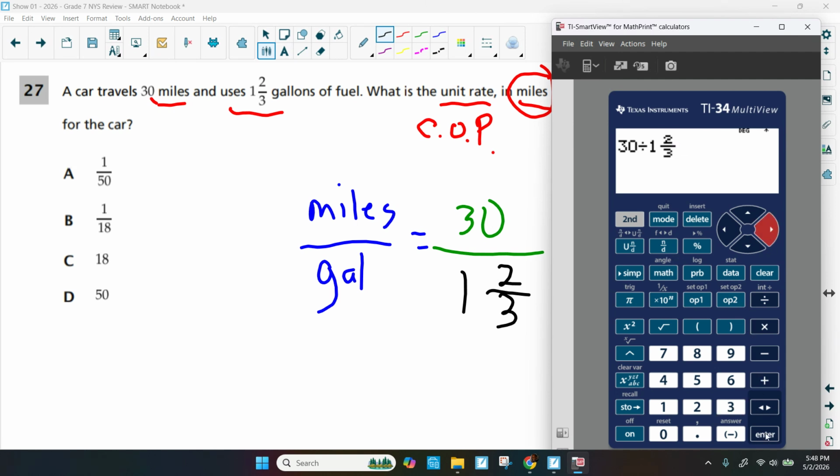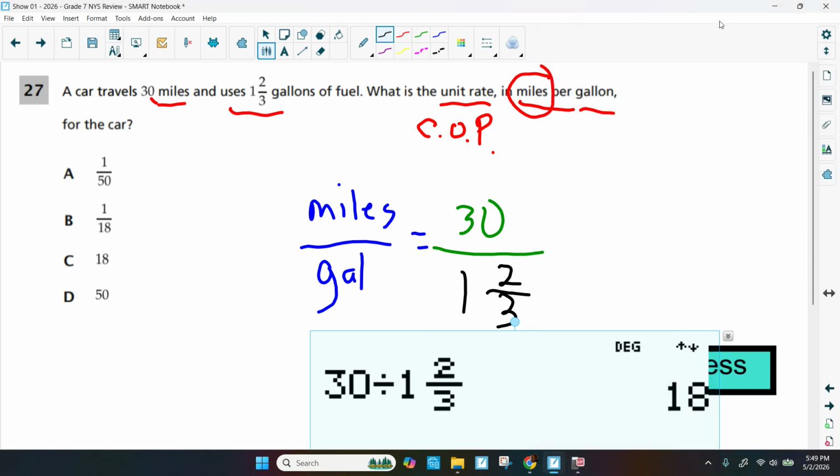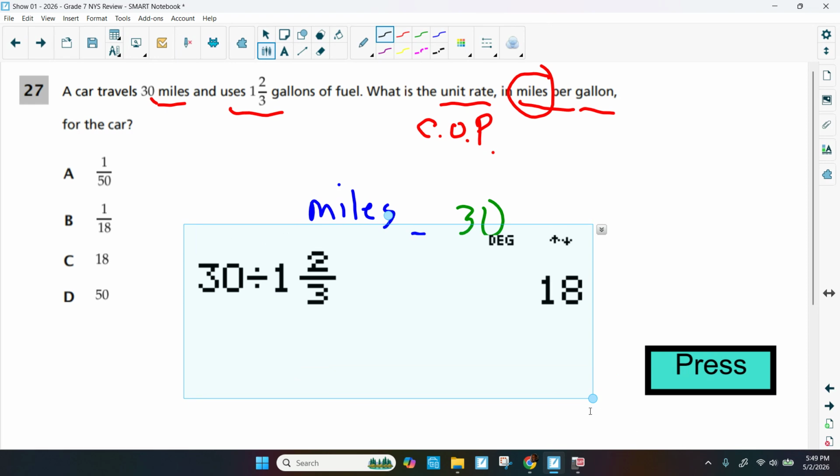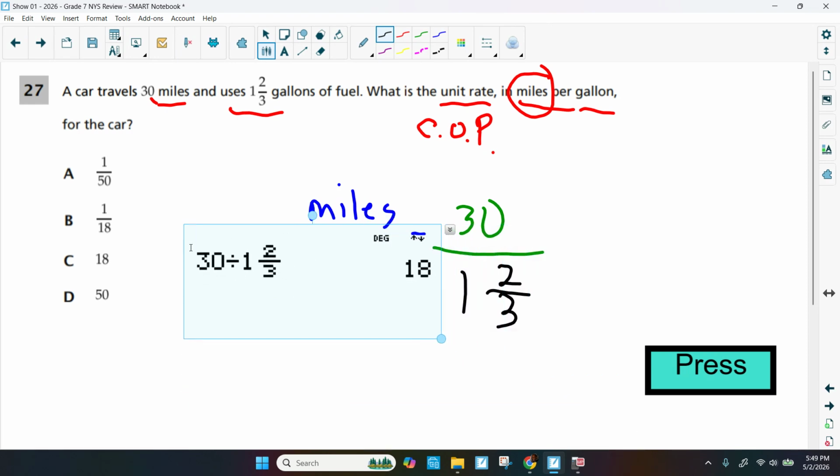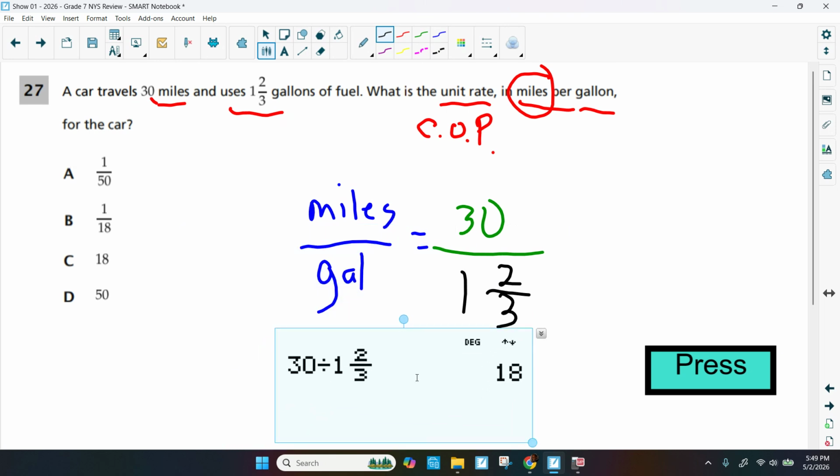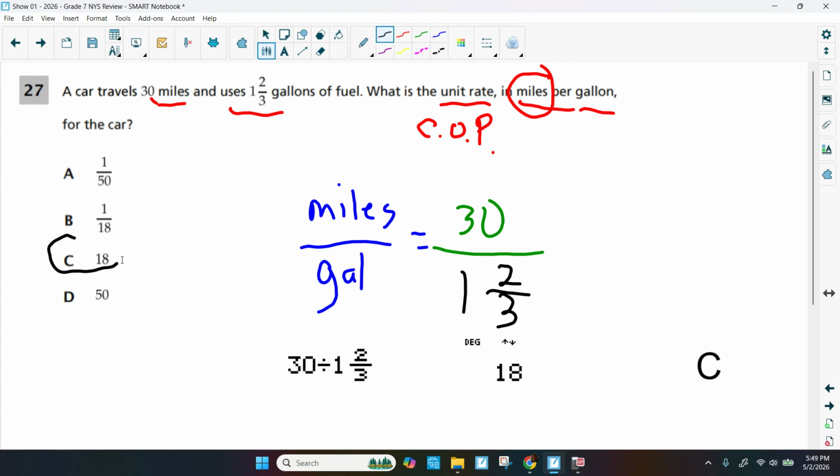So 30 divided by 1 2/3, 18. Oh, there it is. I see that answer over there. So let's pull that out. Minimize. So it looks to me like choice C is our answer. And let me shrink this down a little bit so you can see what I typed. And let's press that. Choice C, 18 miles per gallon. All right, let's keep moving.